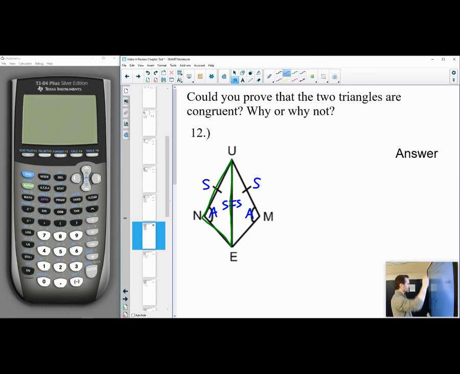And it looks like not. Let me do this in a different color. These are the two sides that are marked. The included angle, the angle in between them, would be right there. That's not where the angle's marked.